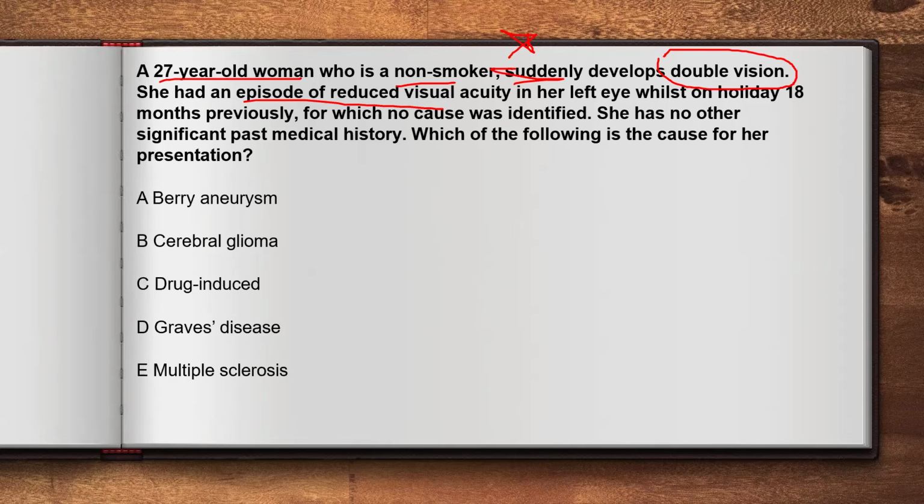All right. So she had an episode of reduced visual acuity in her left eye while she was on holiday. So this is not the first time she had a problem with her vision. It happened 18 months previously, where she had reduced vision, but not complete loss of vision. She has no other significant past medical history. She's quite young as well, a non-smoker. Which of the following is the cause for her presentation?